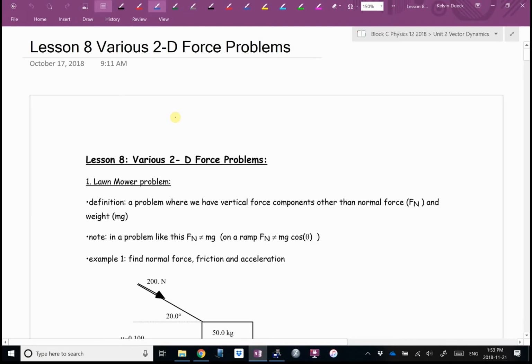I called this lesson various two-dimensional force problems. In particular, I want to talk about this first one, the lawnmower problem. I like the lawnmower problem. Like, oh heck, I'm just going to tell you blatantly, there's going to be a lawnmower problem on your test.